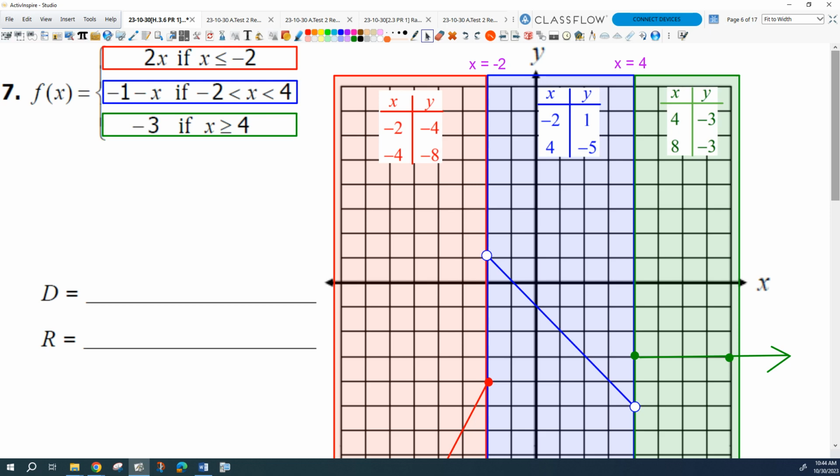Domain and range. What is the domain? How do you define that? The set of all what? X values, or just in general input values. Usually X, because that's usually our input, but it doesn't have to be. Whatever our input variable is, that's the domain, the set of all those values.